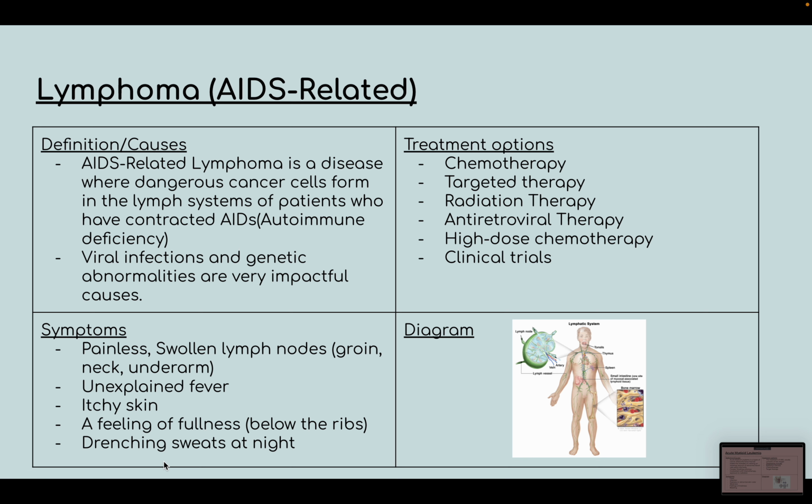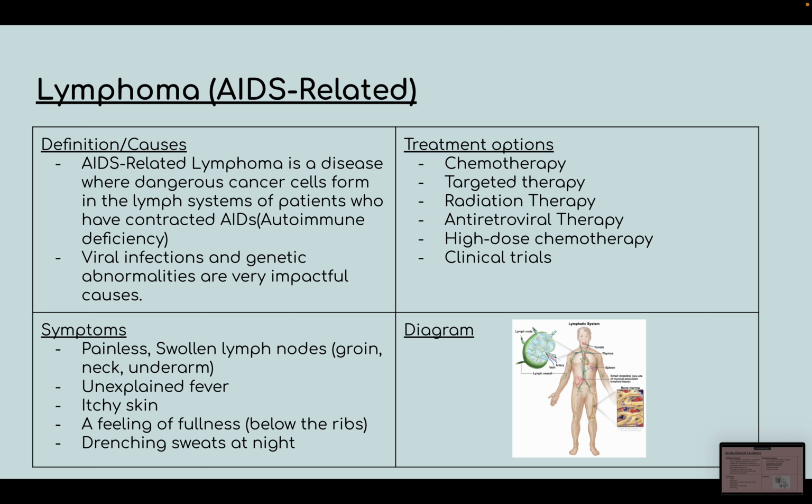Some symptoms include swollen lymph nodes, typically around the neck, underarm, or groin. Unexplained fevers, itchy skin, a feeling of fullness below the ribs, or drenching night sweats.